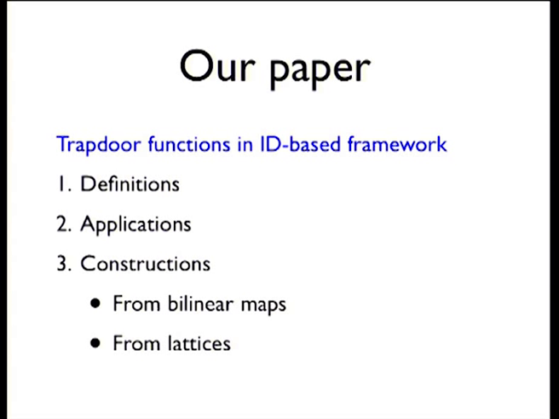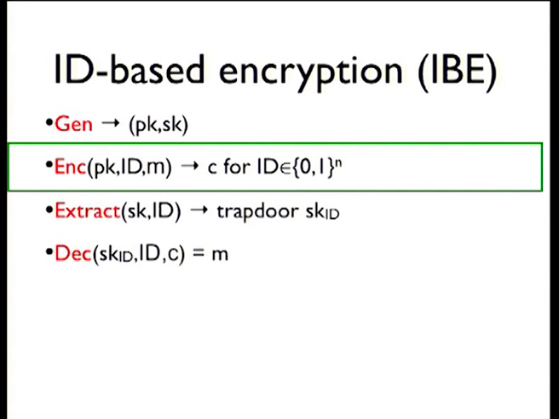But since it's super complicated and it's a 20-page construction in our paper, I will only give you the high-level idea. We have two constructions, actually, one from bilinear maps, from pairings, and the other one from lattices. The lattice construction I will not mention at all, but for the bilinear construction I'll give some idea. Okay, so let me remind you what identity-based encryption is, okay?